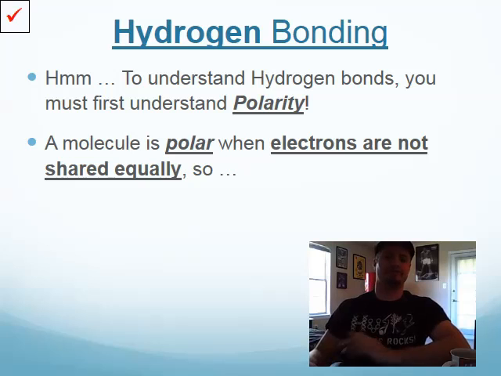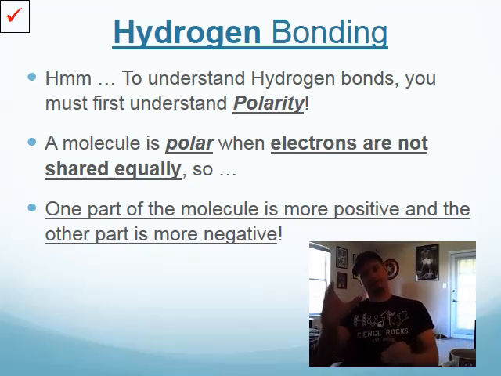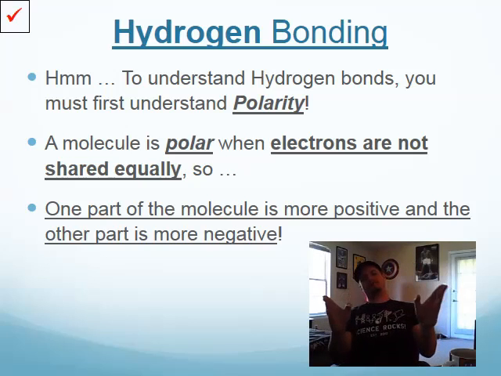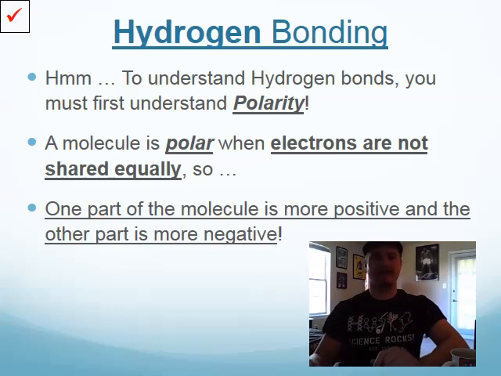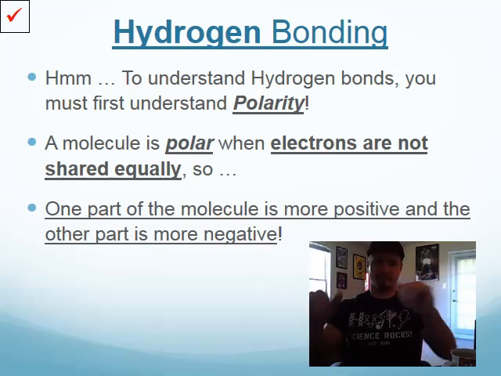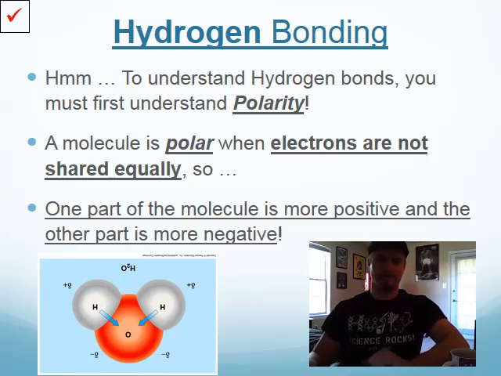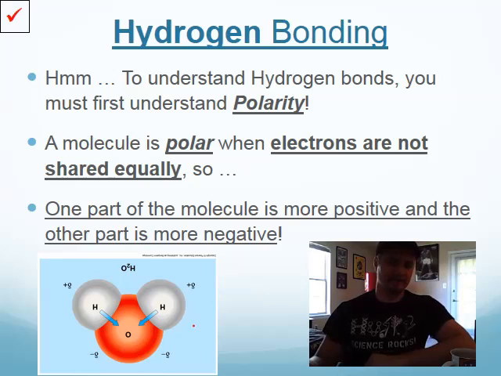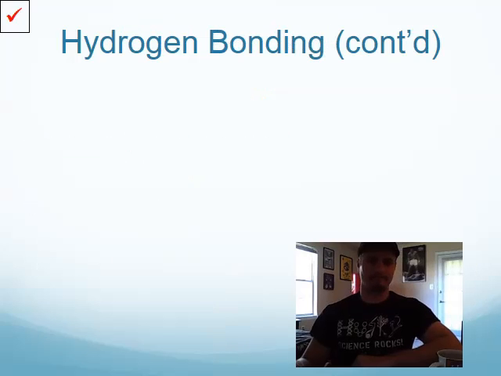So when a molecule is polar, electrons are not shared equally, meaning that one part of the molecule is more positive and the other part is more negative. So we have a difference in the charge. Now a classic example of this is water, H2O. So as you can see here, the hydrogen has a slightly positive charge, and the oxygen has a slightly negative charge.